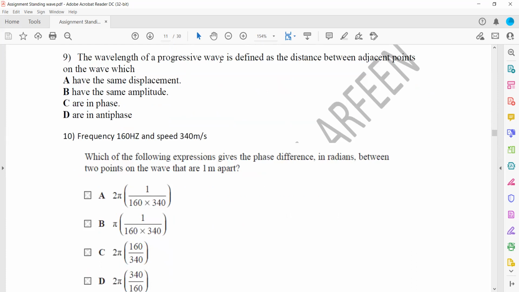The wavelength of a progressive wave is defined as the distance between. Progressive wave means a wave which travels from one place to another, that we call a progressive wave. So how do we define the term wavelength?